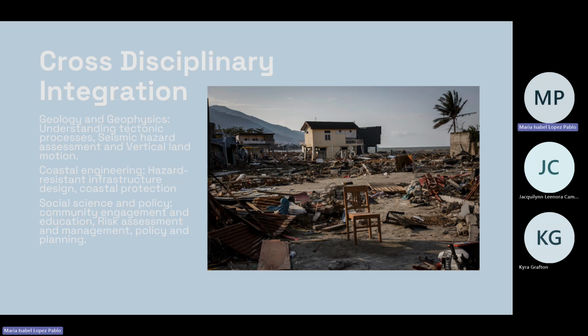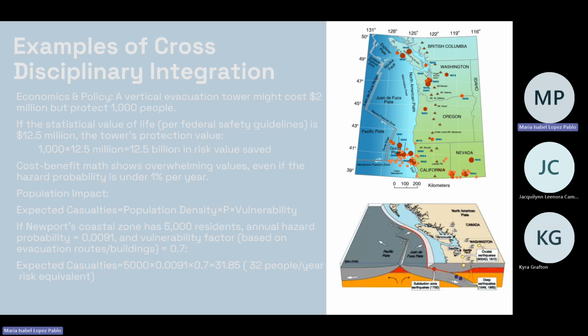So the next part would be our cross-disciplinary integration. Back to what Jacqueline said with the destruction that it could cause. Some of the other things that would fit into this category in math would be coastal engineering, because they're the ones mapping out coastal protections and infrastructure designs. We have some social science and policy, and then some understanding of the tectonic processes. We're not really going to look too much into that, but let's go into the math part, which is the fun part.